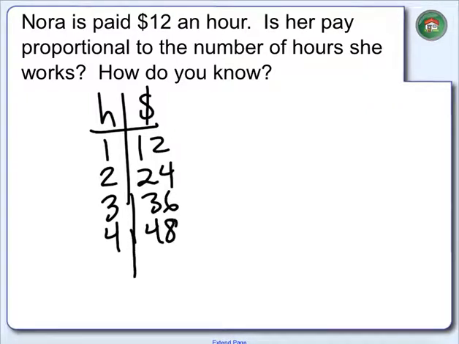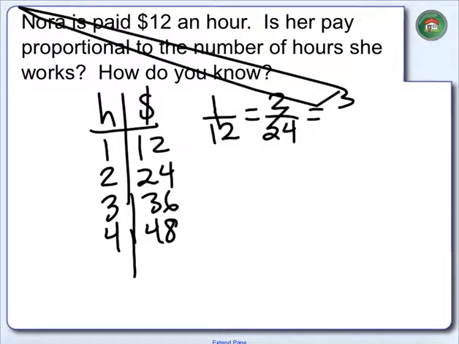So we can take a few of these and say, are these relationships proportional? And I would say, okay, 1/12, is that the same as 2 over 24? Or the same as 3 over 36? Or 4 over 48? And I would say, yes, all of these are equivalent. So yes, this is proportional because the ratios are the same.